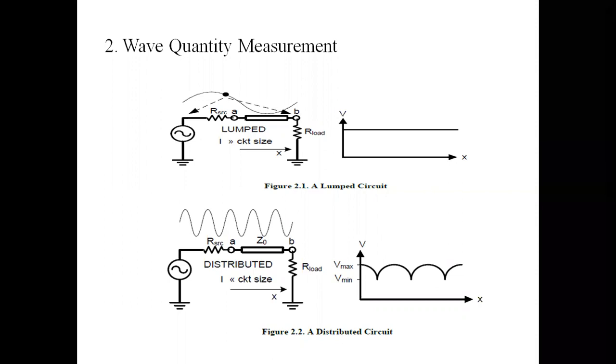So in this scenario, the circuit must be treated as a distributed element circuit rather than a lumped circuit. The analysis of a distributed circuit is more complex, and it involves the use of transmission line theory. Using transmission line theory, you can think of the electrical power traveling along the line, starting from the source.